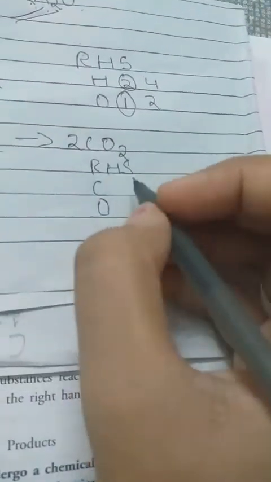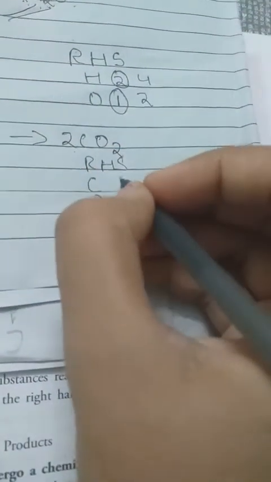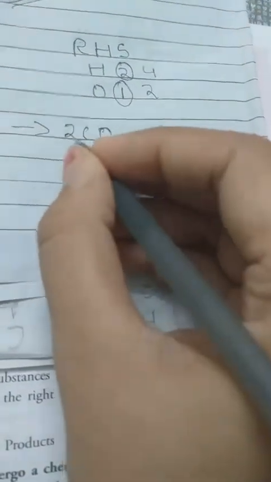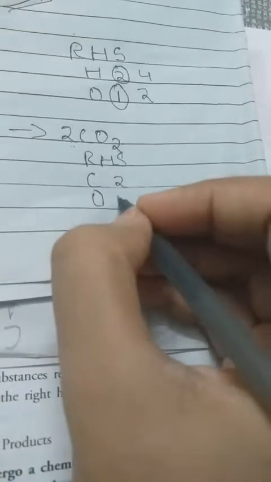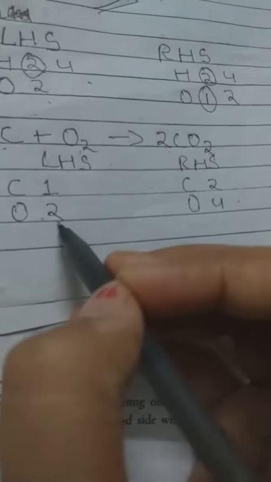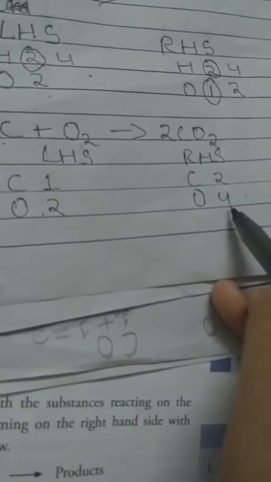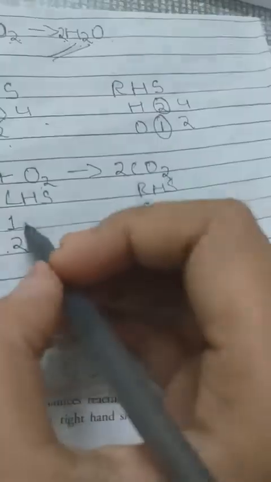On the right side we have 2 carbon atoms and 2 into 2, 4 oxygen atoms. So this equation is not balanced, because on the left side we have 1 carbon atom and on the right side 2. Oxygen we have 2 here and 4 here. So we have to make it balanced. First we will balance the carbon. On this side 2 carbon are there, so we will put 2 here.